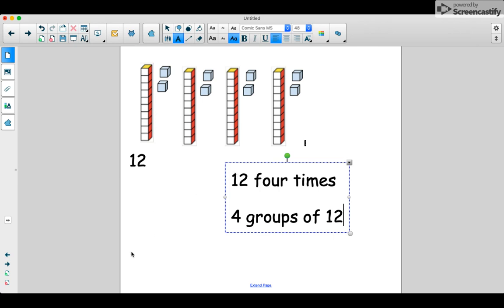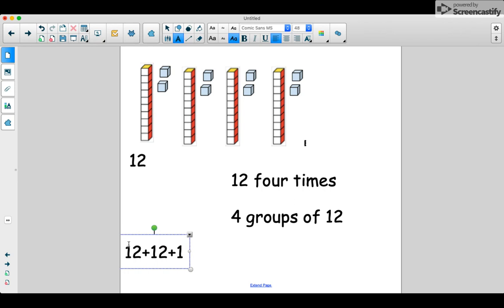Either way, I'm again thinking that I have 12 added 4 times, which I know if I'm adding the same number over and over, that's multiplication. So the number I'm adding over and over is 12. How many times did I add it? 4. So 12 times 4 is the same as 12 plus 12 plus 12 plus 12.